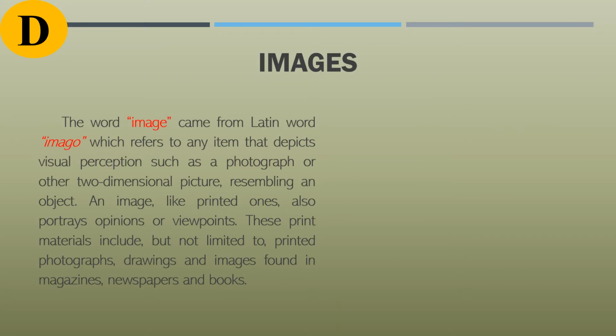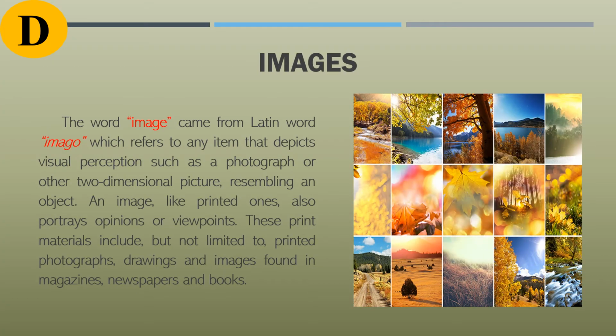The word image came from the Latin word imago, which refers to any item that depicts visual perception, such as a photograph or other two-dimensional pictures resembling an object. An image, like printed ones, also portrays opinions or viewpoints. These print materials include, but are not limited to, printed photographs, drawings, and images found in magazines, newspapers, and books.